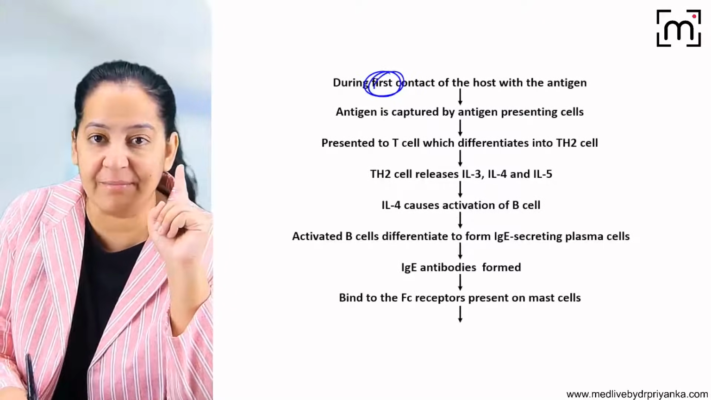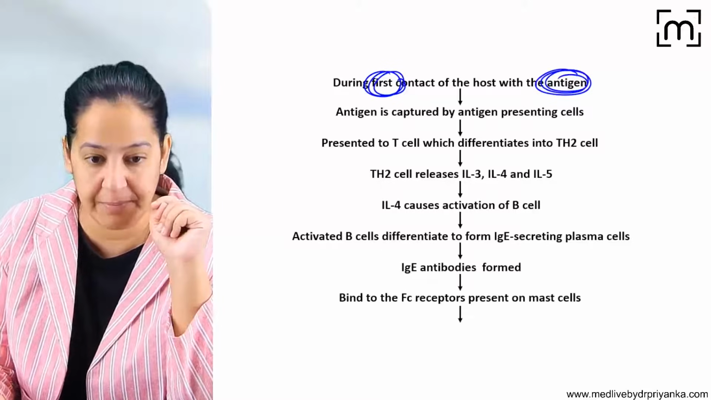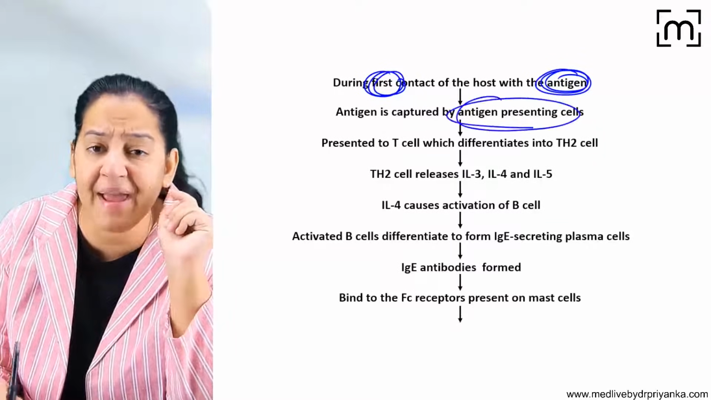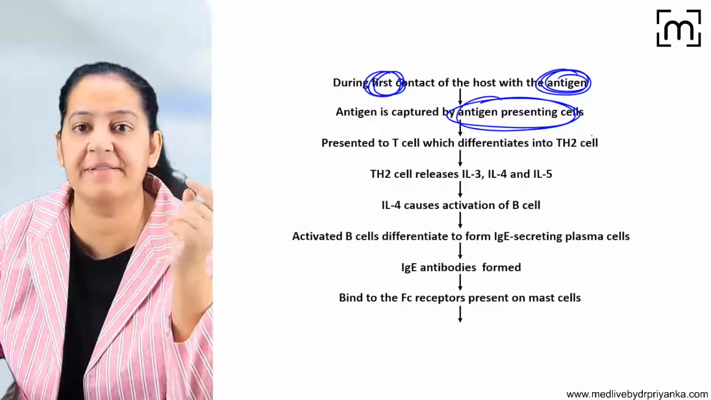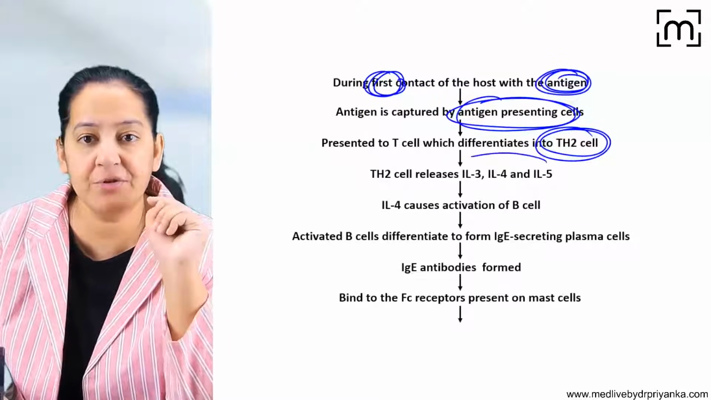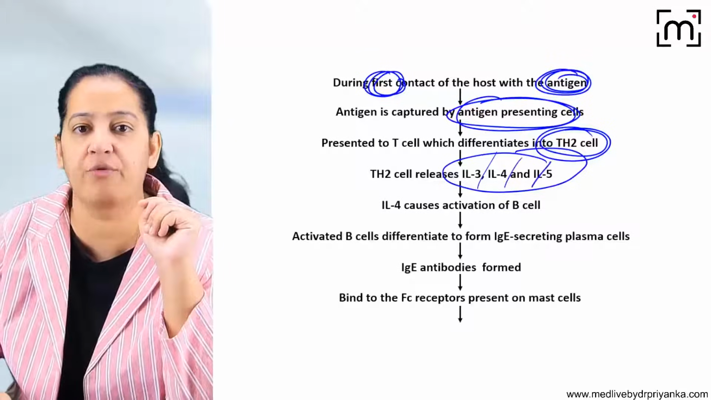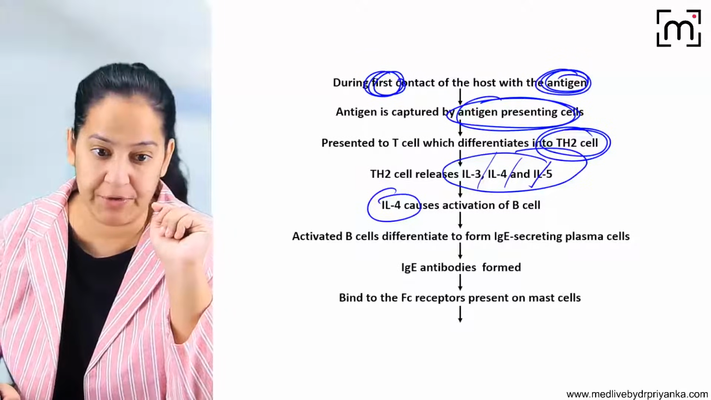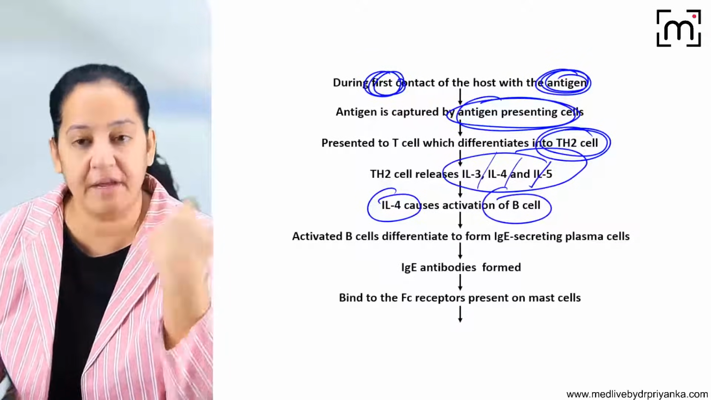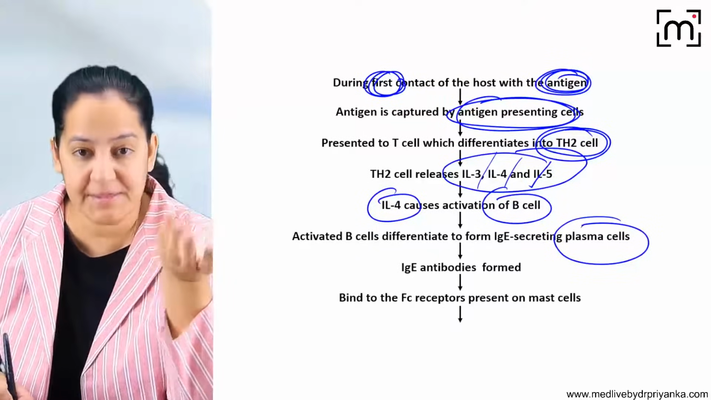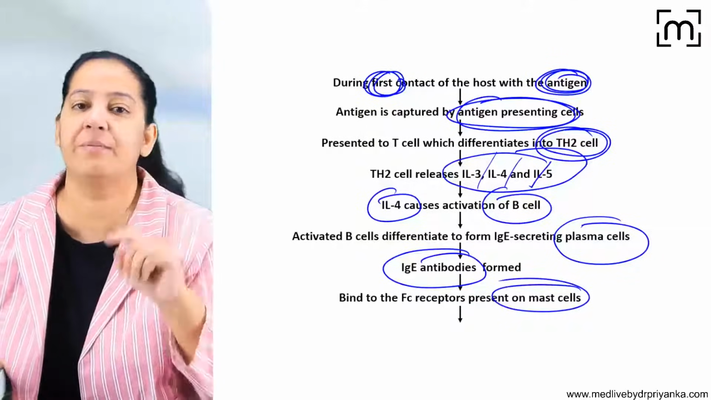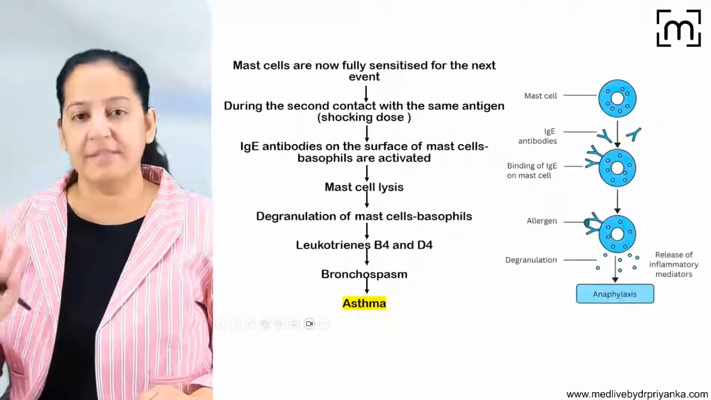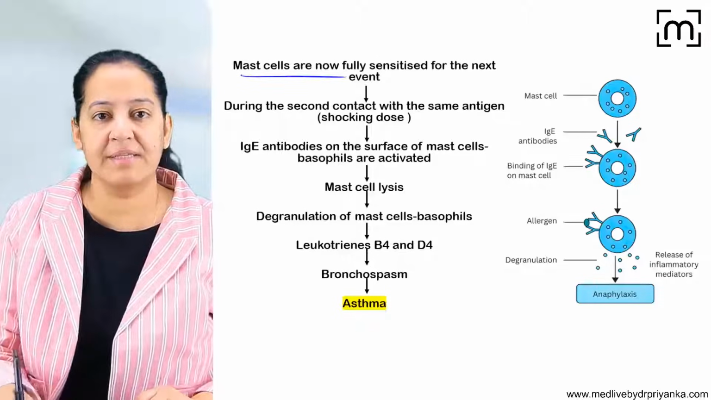So whenever the antigen comes in contact with the human body for the first time, it is captured by the antigen presenting cell. The antigen presenting cell will degrade it and present it to the helper Th2 cell. The helper Th2 cell secretes the cytokines interleukin 3, 4, 5. Among them, interleukin 4 is important. That stimulates the B lymphocyte and converts it into a plasma cell. The plasma cell will form IgE antibodies. IgE antibody will go and bind on the surface of the mast cell and remain there forever. This is sensitization. Now the mast cells are fully sensitized.